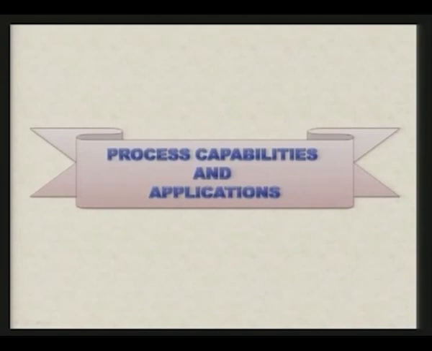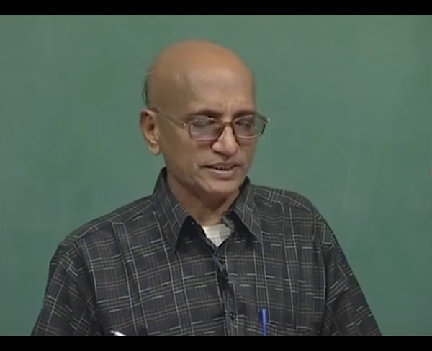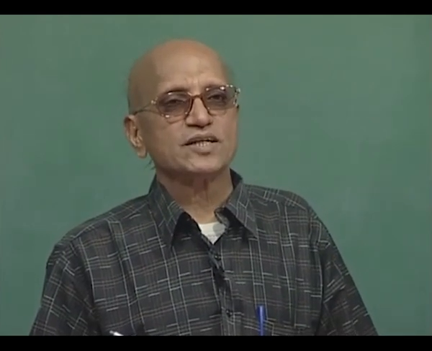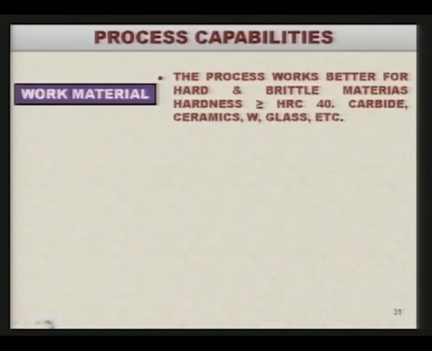Now, after studying the parametric effect of the different parameters on the performance of the process, let us see what are the capabilities of this particular process. The process works better for hard and brittle materials. The hardness normally recommended of the workpiece should be greater than or equal to 40 on the Rockwell hardness scale C. The materials which can be comfortably machined include carbide, ceramics, tungsten, glass, etc.